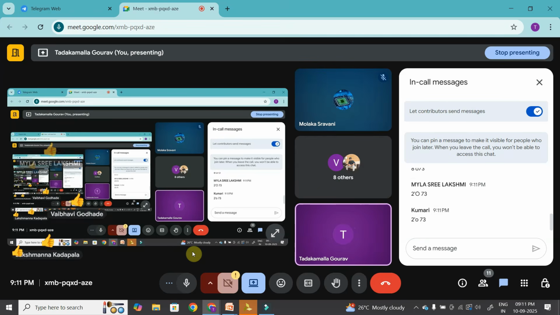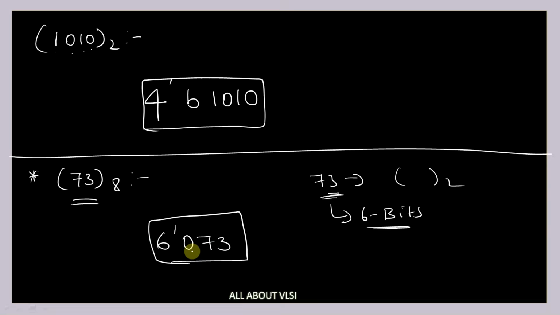Now, sir, if we write 8 tick O 73, is it going to give any compilation error? Someone has given 8 tick O 73, right? Is it going to give any compilation error, or is it going to work?